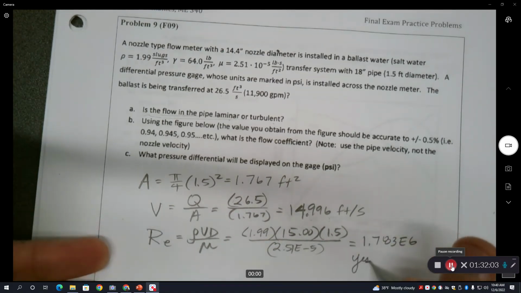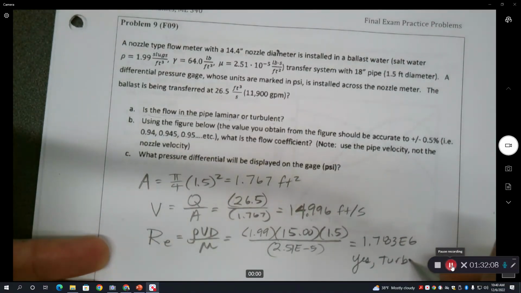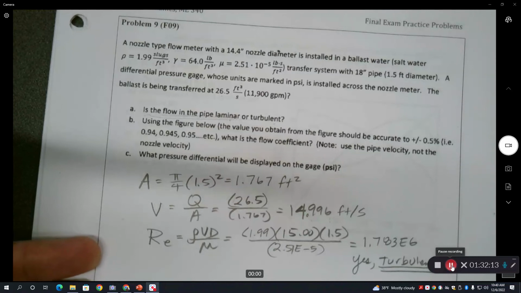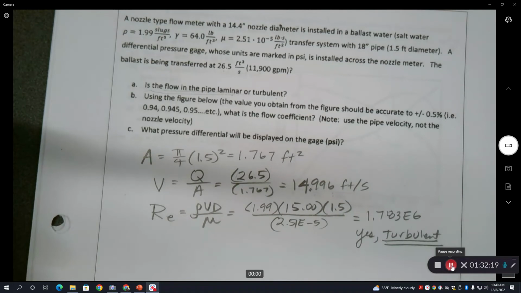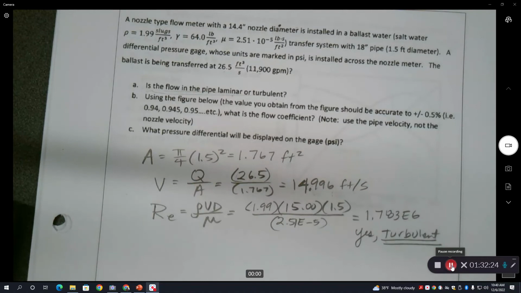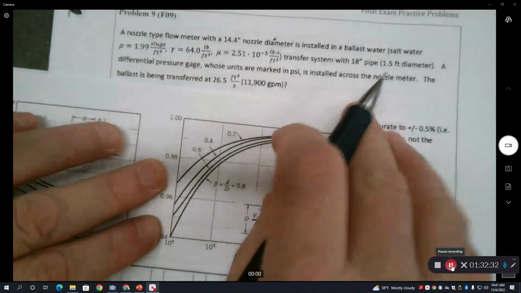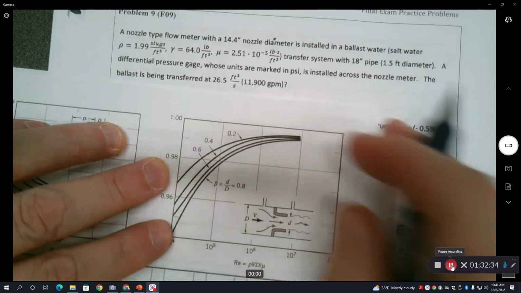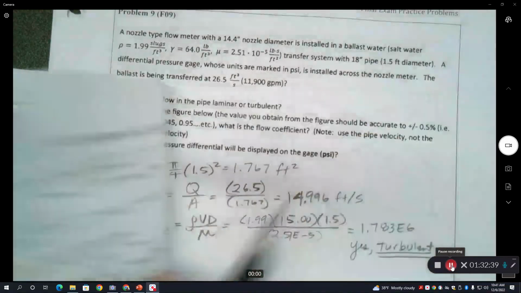So yes, turbulent. Or I guess it wasn't a question. It is turbulent. Turbulent is for the first part right there. And then use the figure below, which is not below. The liar. I'm sure I'm going to get an email from someone today, tomorrow, tonight, sometime. The figure's not below. Sorry. I lied.